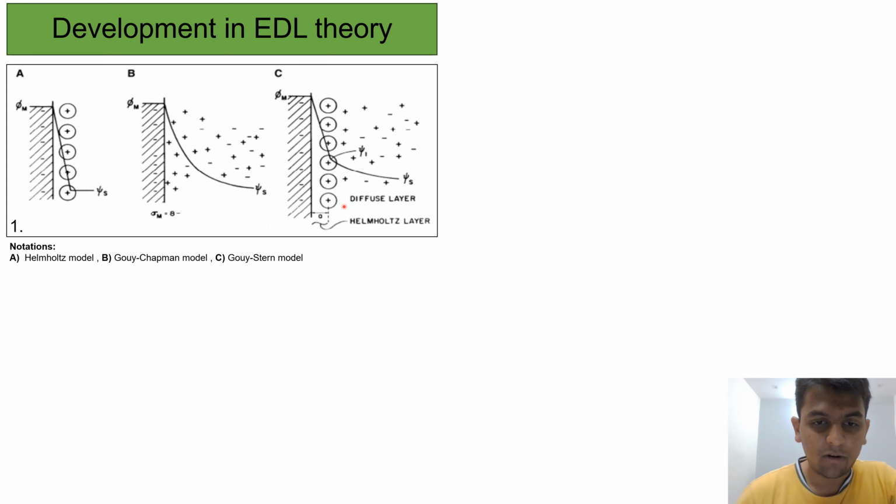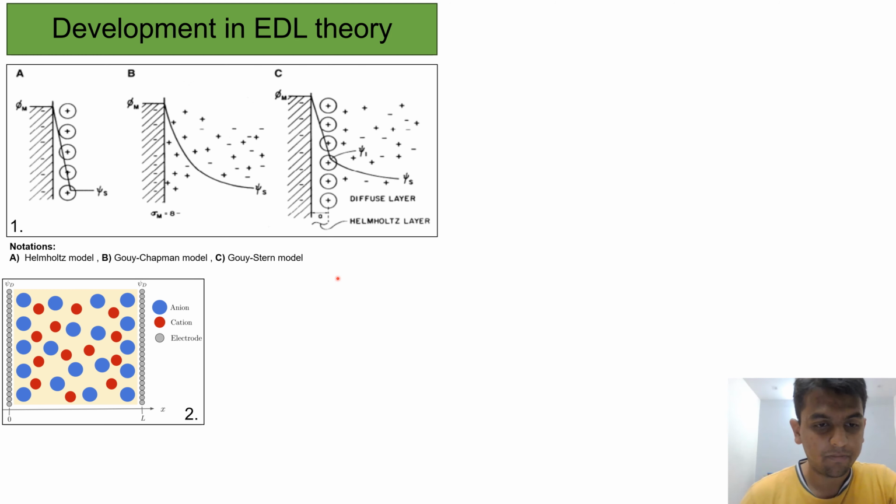Stern improved this model by saying that ions do have a finite size and they cannot come closer than a certain distance a from the charged surface. Plus, he also conceptualized the idea of the adsorption of counterions to the surface, the layer coming to be known as the Stern layer, after which there is the start of a diffuse double layer.